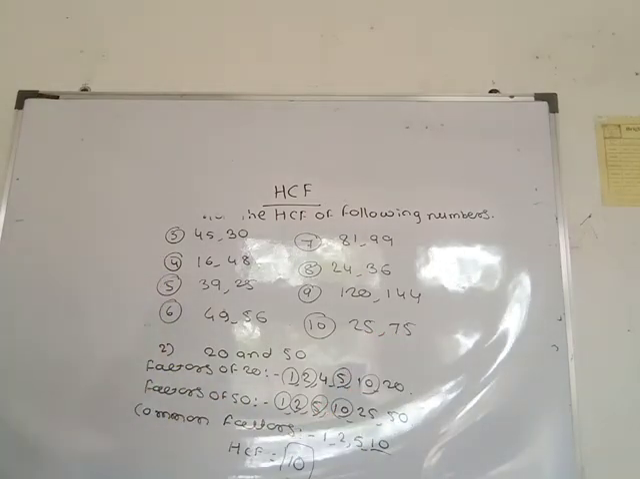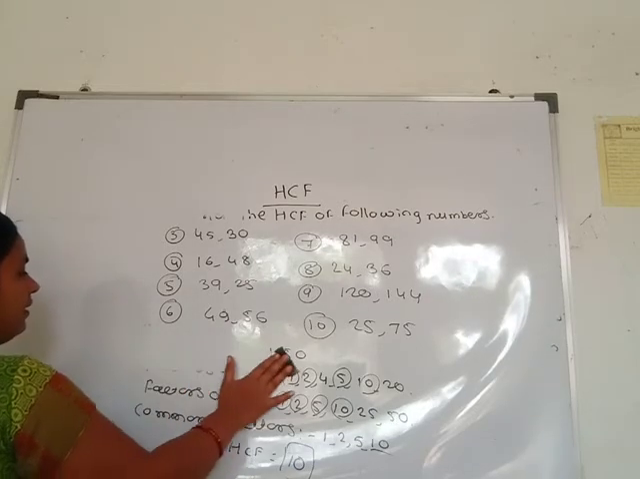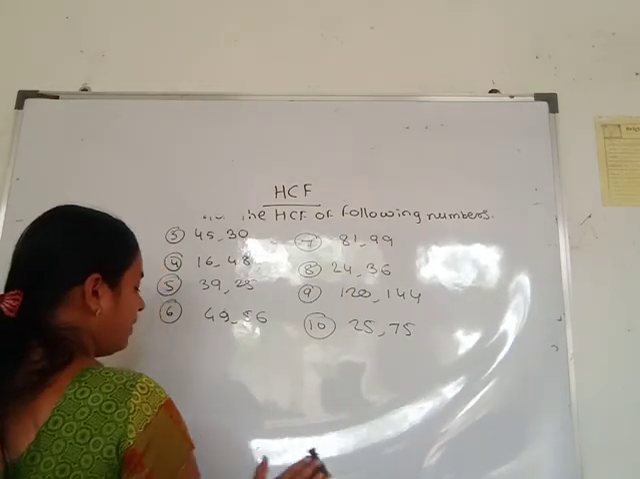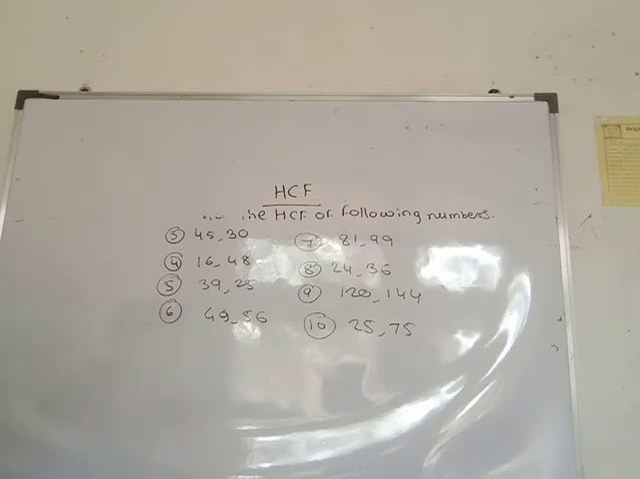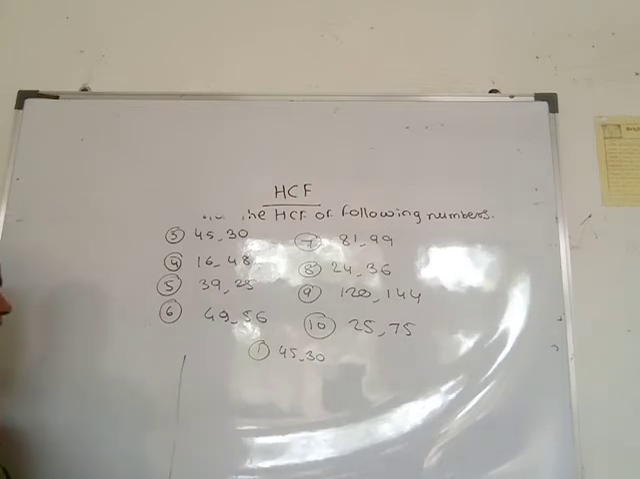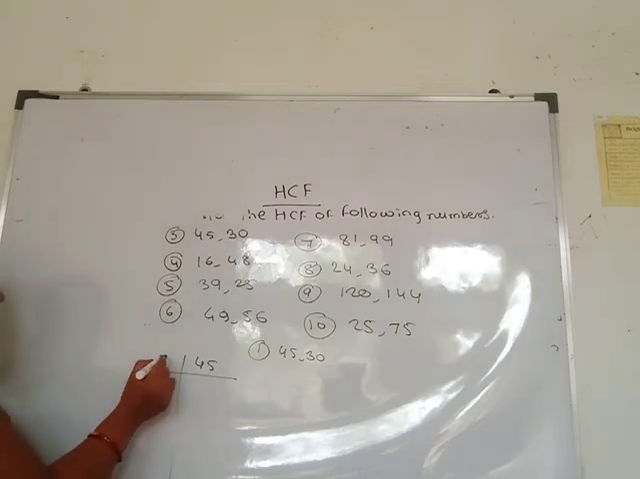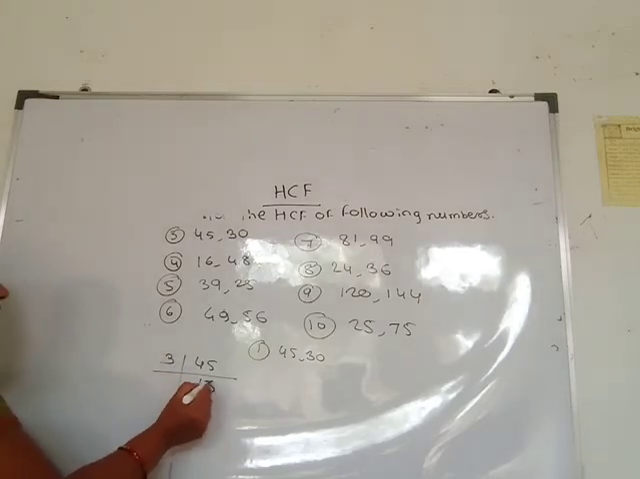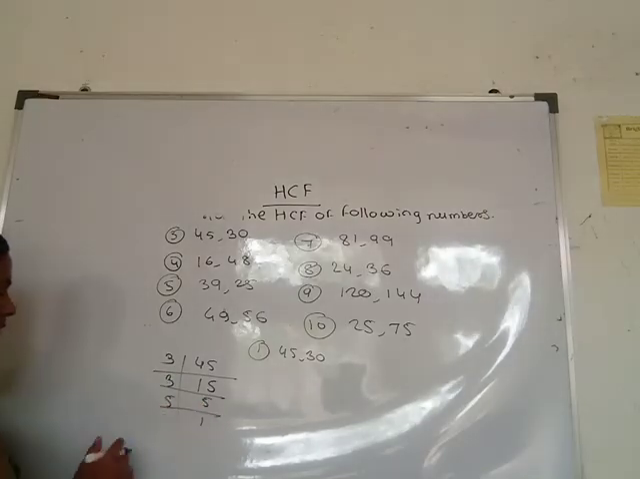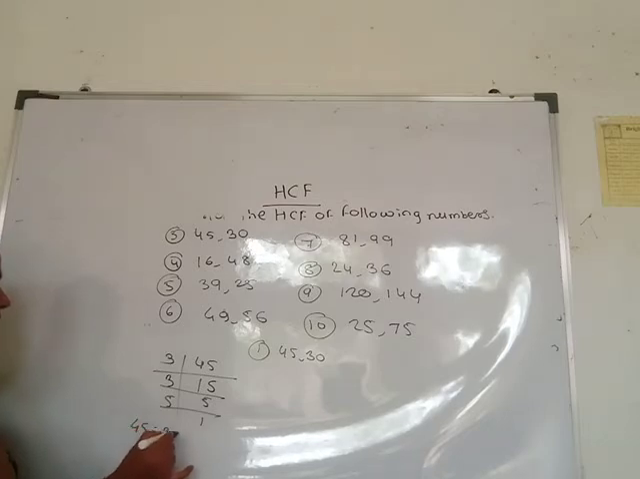You see one example of the prime factorization method. Then choose any method and find the HCF. See this prime factorization method. Suppose the numbers are 45 and 30. First the factors of 45: divide by 3, 3 fives are 15, 5 ones are 5. So 45 is equal to 3 into 3 into 5.